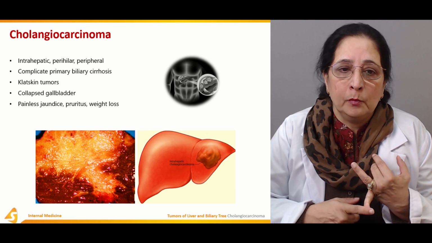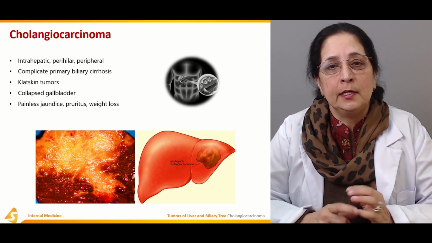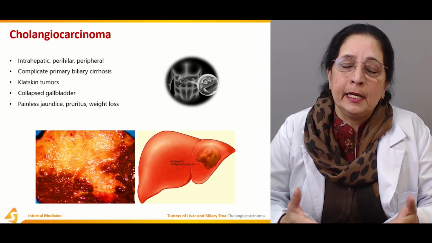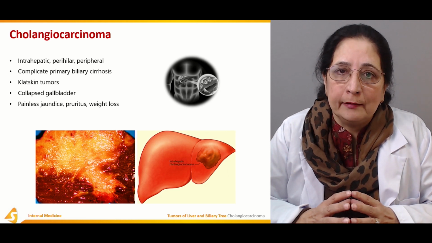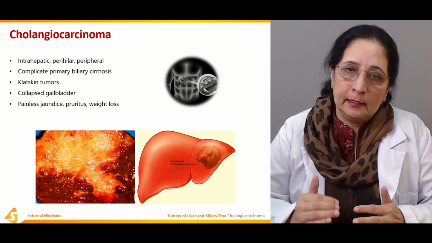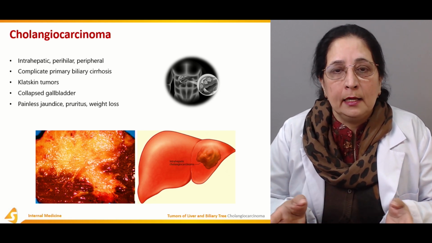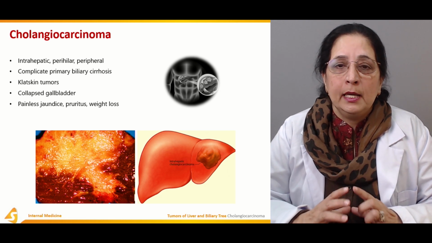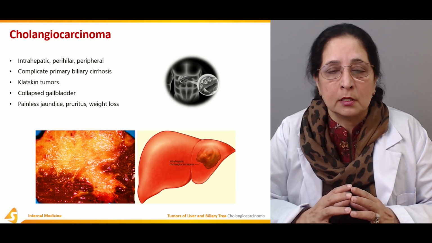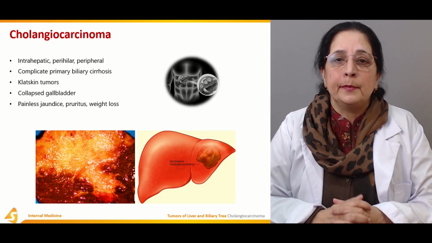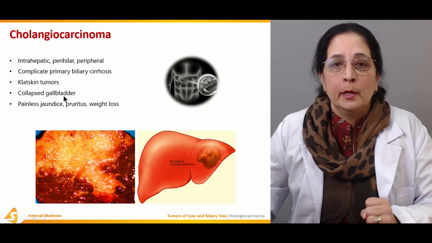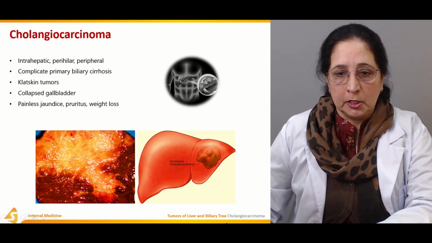Cholangiocarcinoma, the carcinoma of the biliary tract or biliary tree, complicates primary biliary cirrhosis if present, and then it may be intrahepatic in the liver, or perihilar or peripheral. It may be associated with jaundice, pruritus, and weight loss, and it can cause collapse of the gallbladder. So a collapsed gallbladder is also present with cholangiocarcinoma.